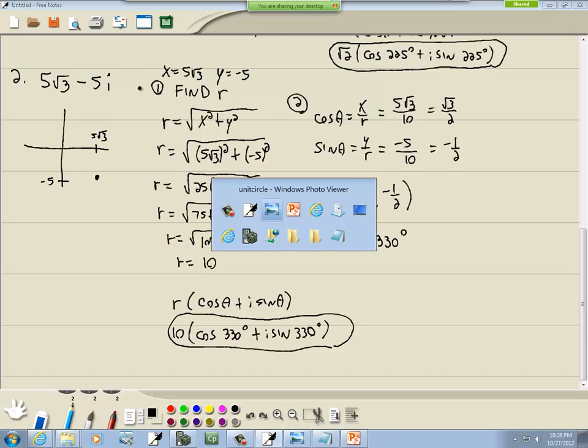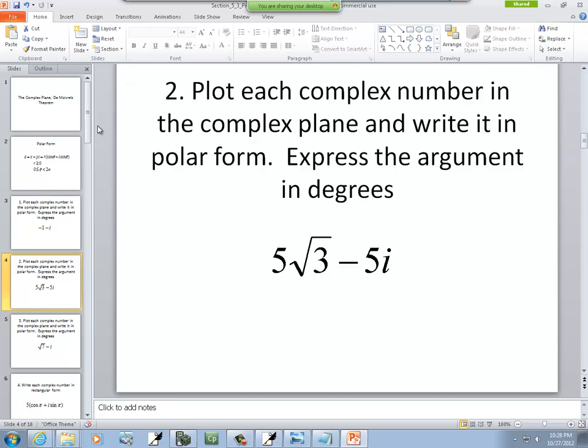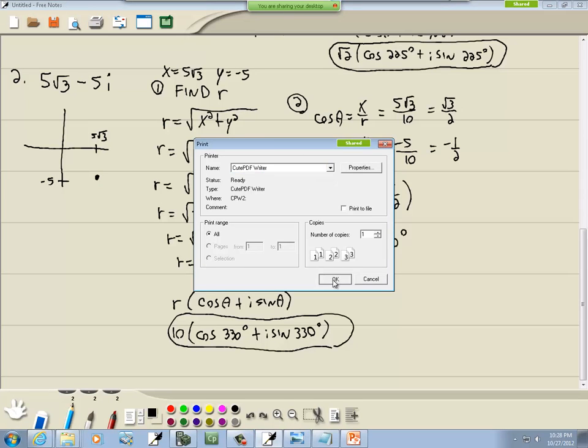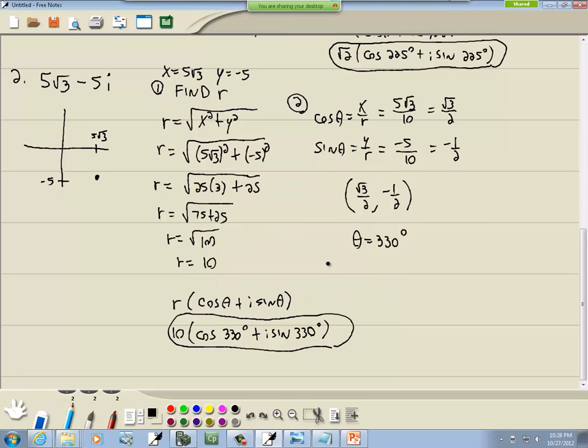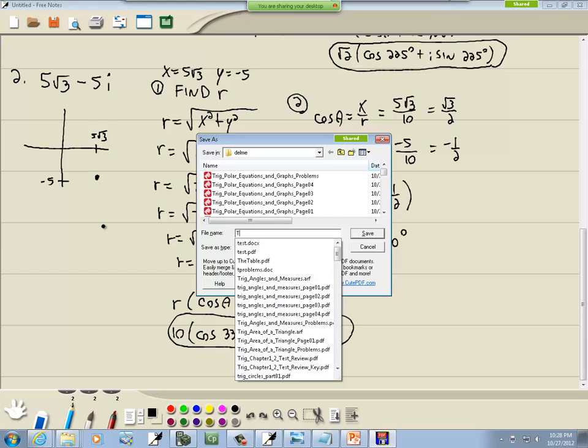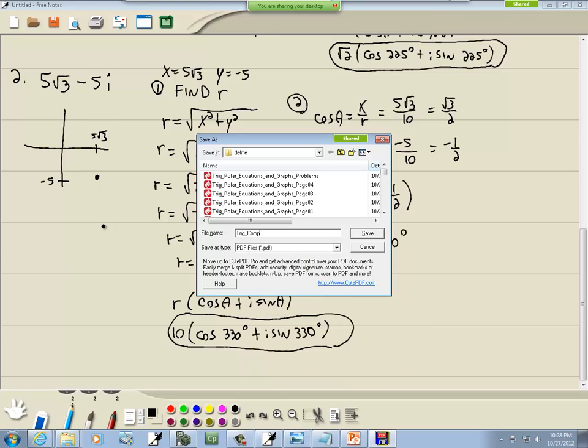And complex plane, so let me save this. Trig complex plane, De Moivre's Theorem, page 01, the PDF. There we go.